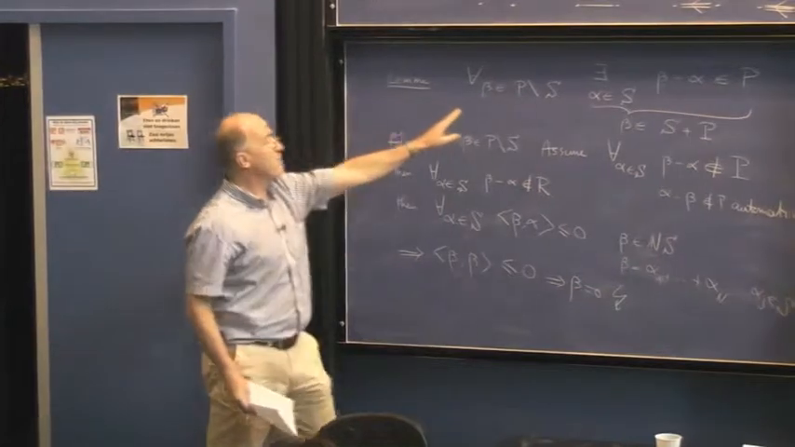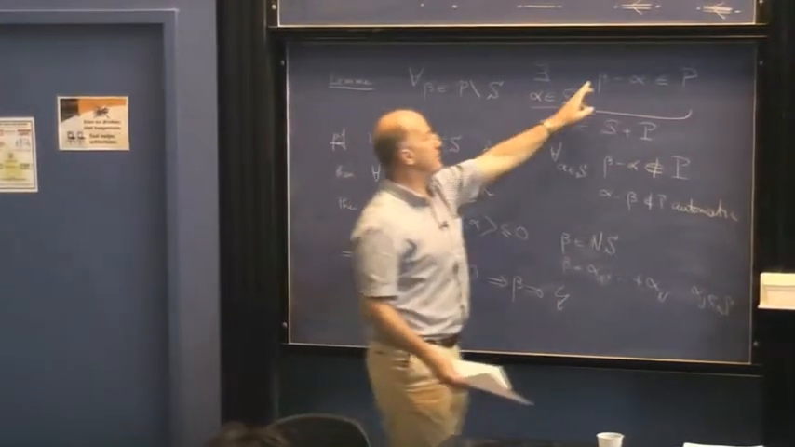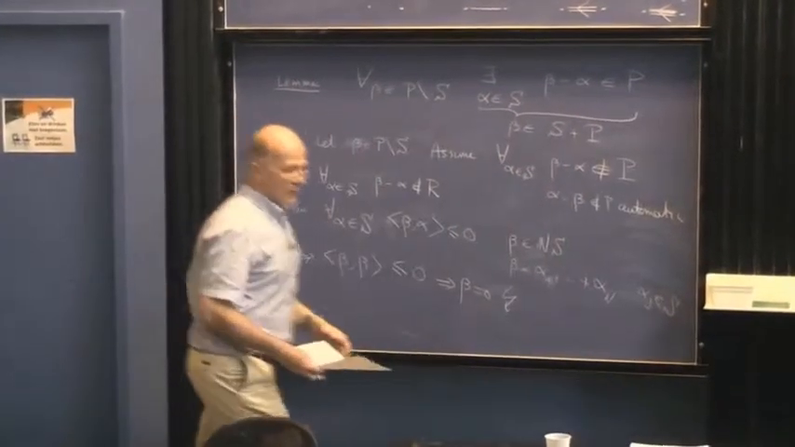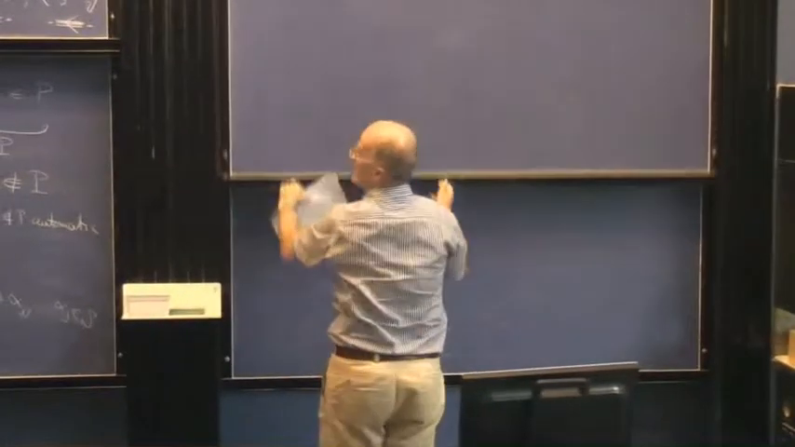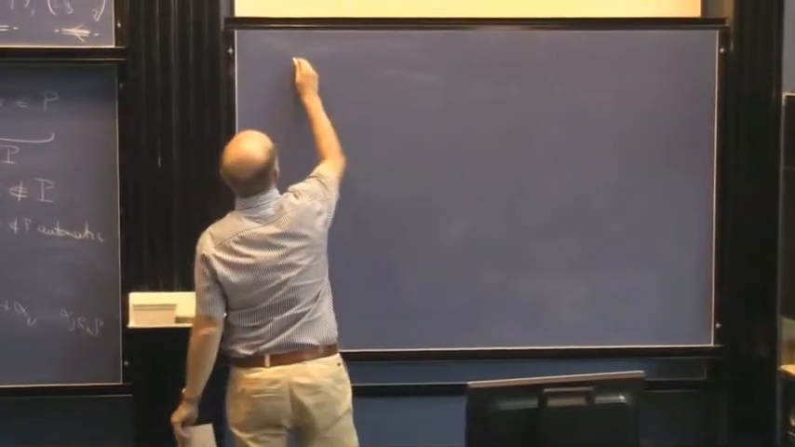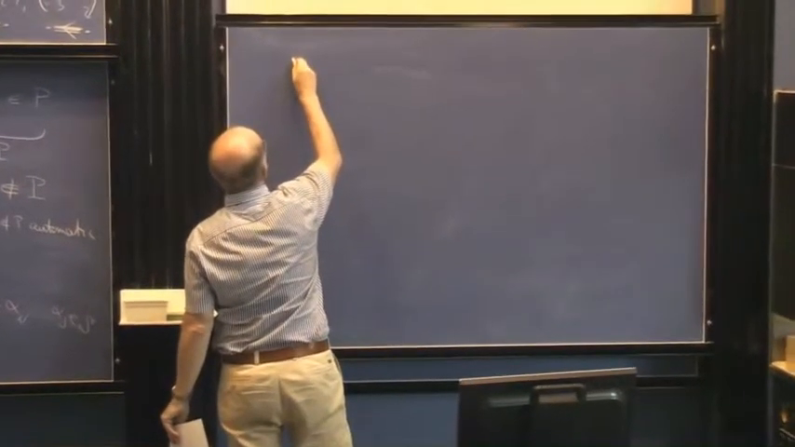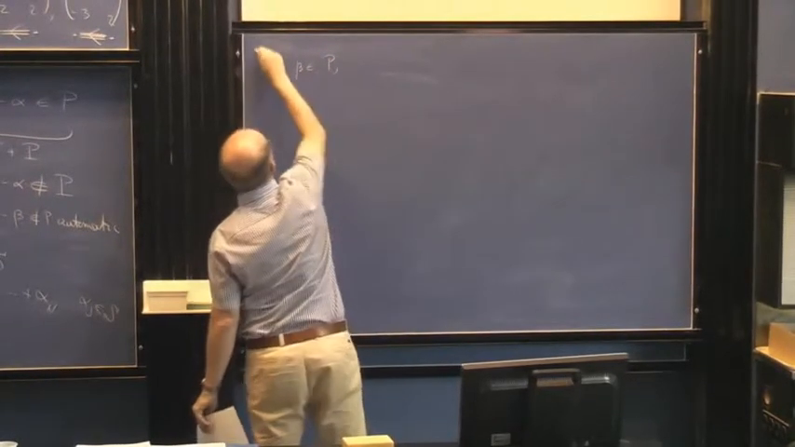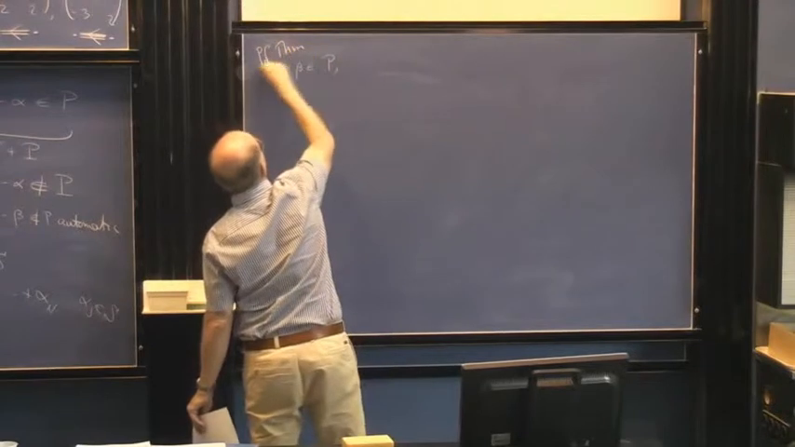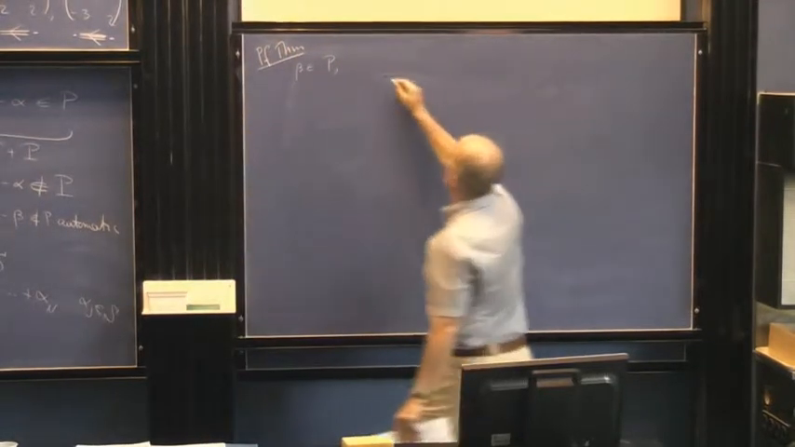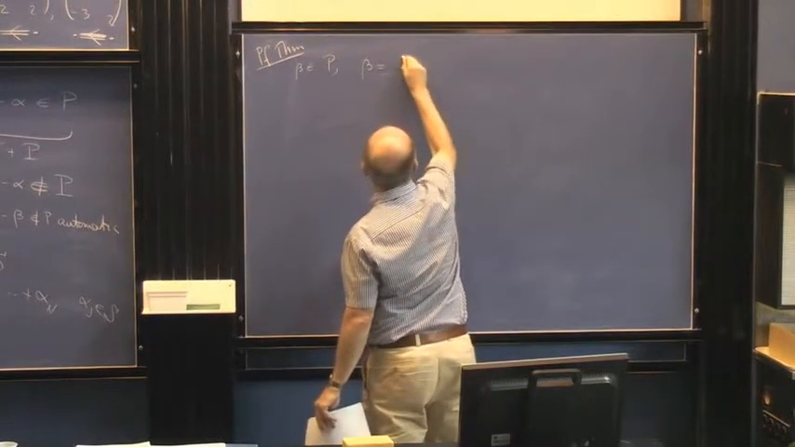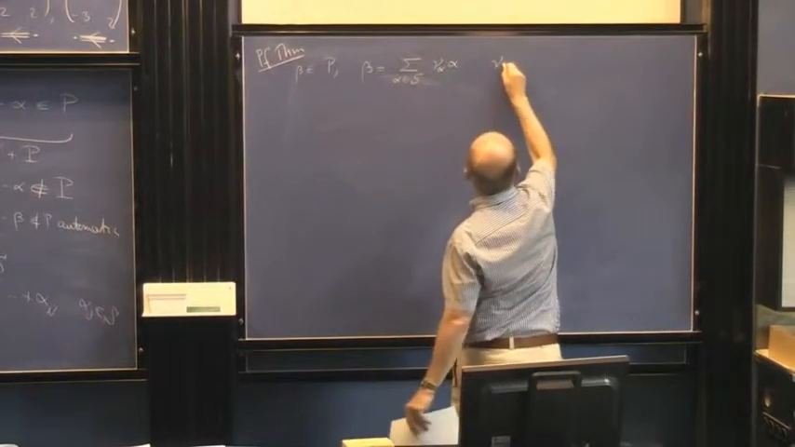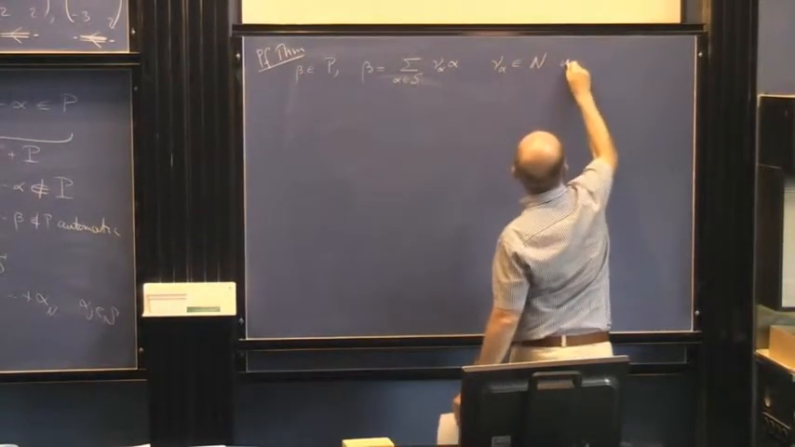Therefore, we must be able to find a simple root alpha such that beta minus alpha is still a positive root. Okay. Now we get to the proof of the theorem. If beta is a positive root, it means that beta is expressible as a sum of nu alpha times alpha over the simple roots, and the nu alpha are natural numbers and they are unique.